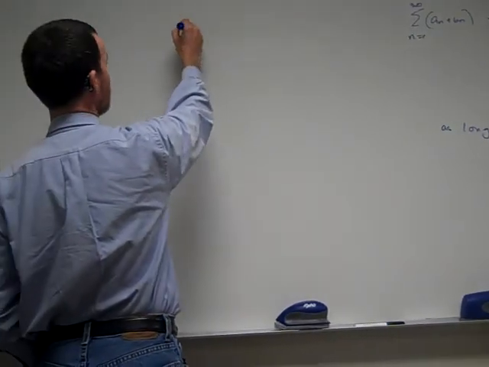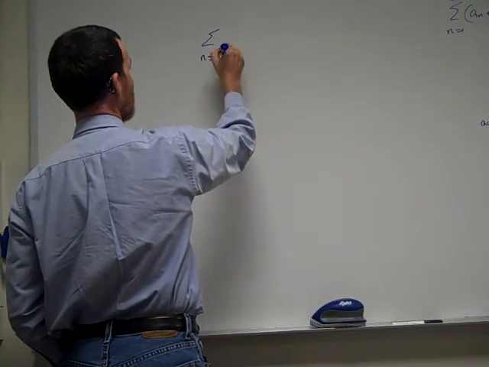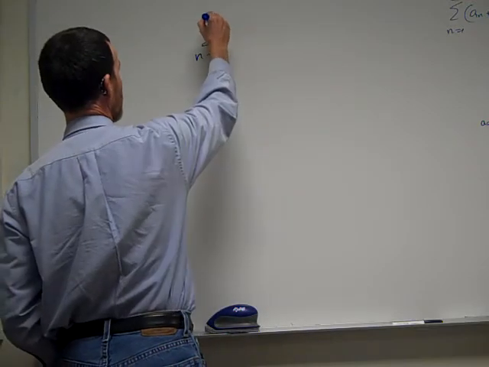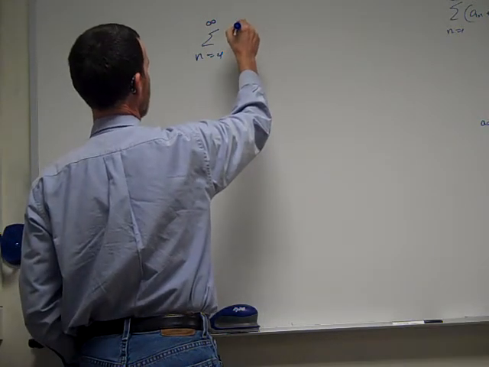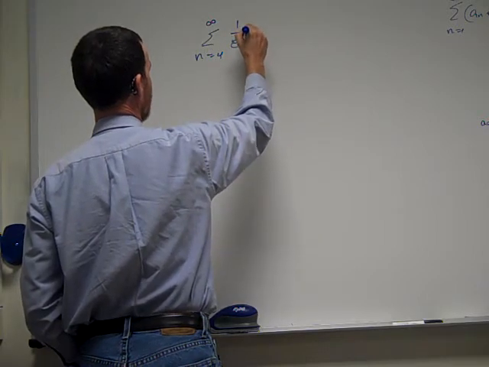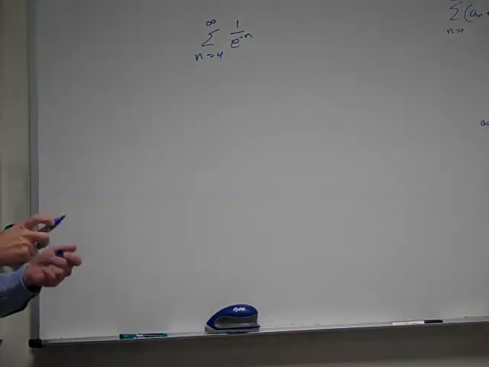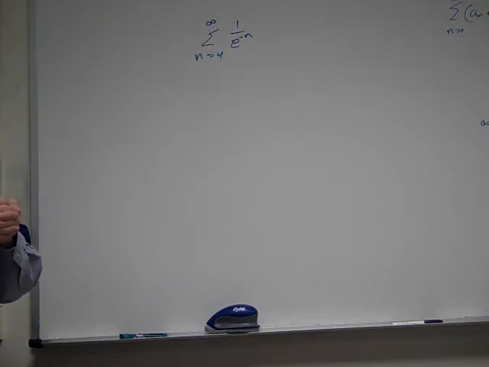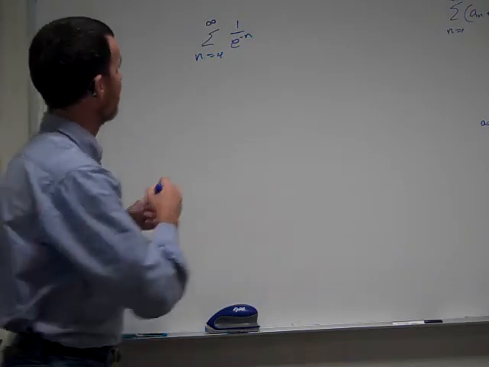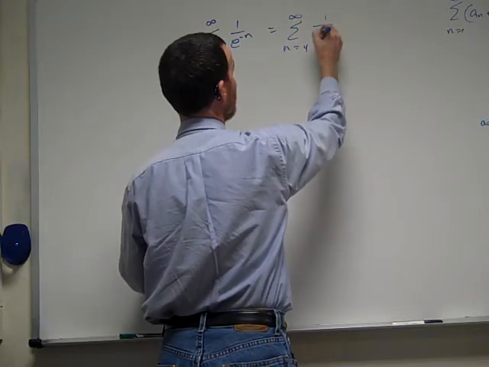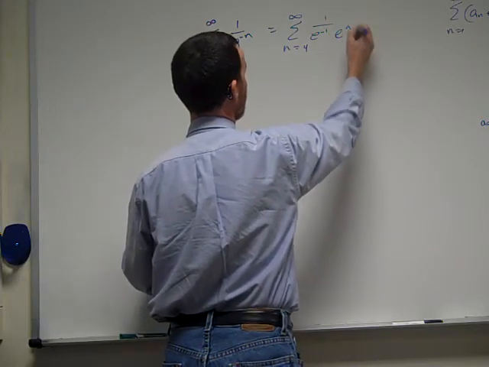So if I had the sum from n equals 4 to infinity of 1 over e to the negative n, what would you do with that one? How do you want me to break it up? I'm confused. Tell me what to write. E to the -1 times e to the n.